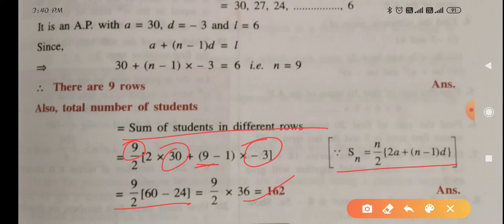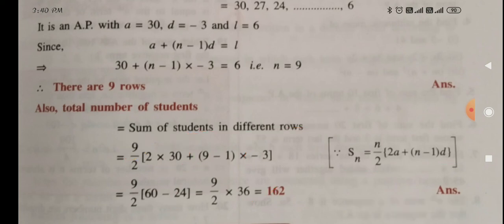So 162 students you are making stand in rows: in the first row 30, in the second row 27, in the third row 24, in the fourth row 21, in the fifth row 18. So like this, 3 less each time. So in the last row 6 students will be there. Such types of problems you are going to get in exercise 10th E.